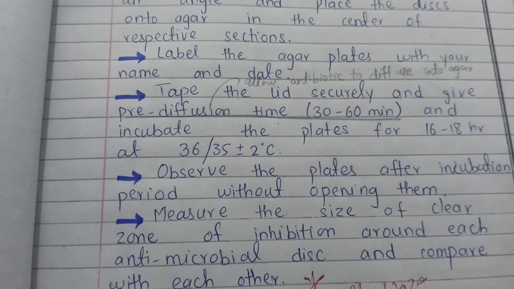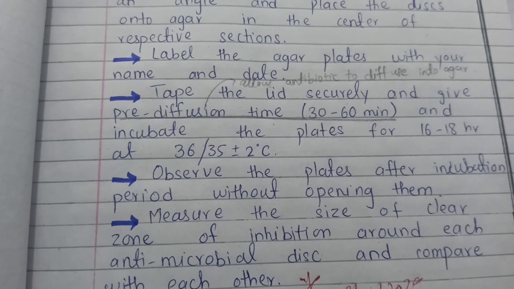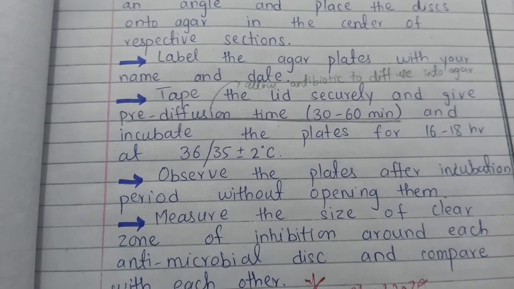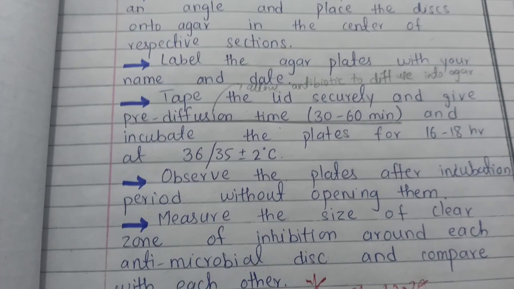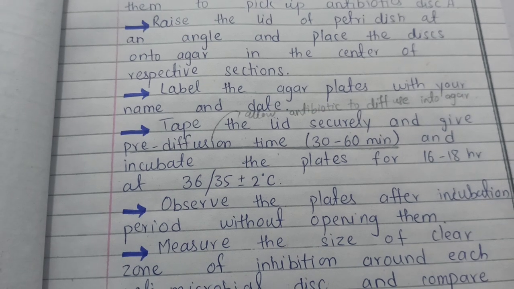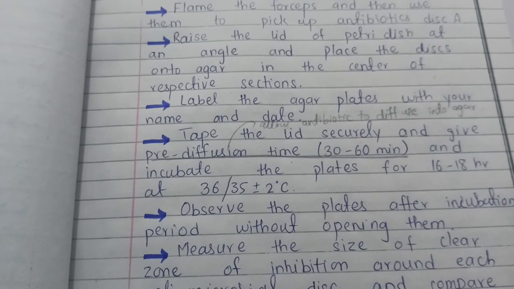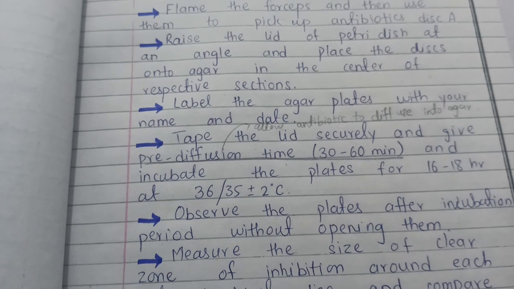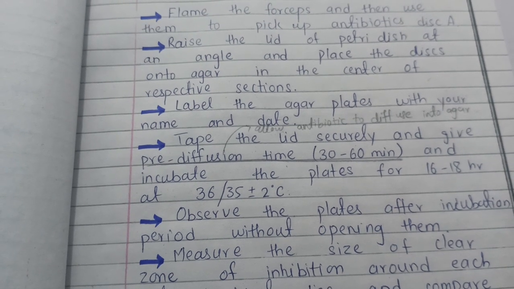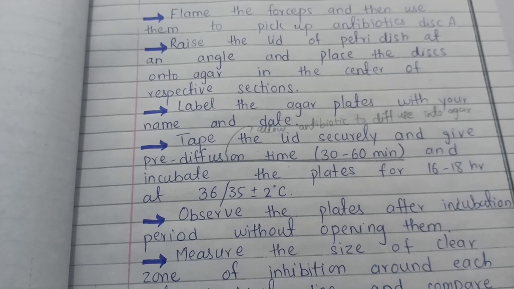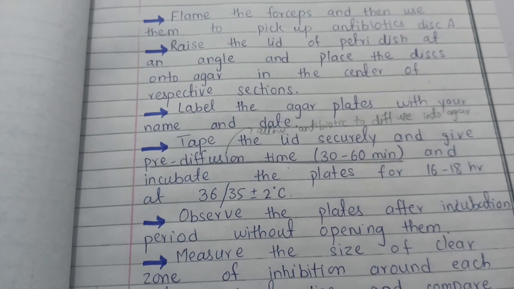Precautions for this experiment are that you have to wear a coat, work in a clean area, follow all the aseptic techniques, and handle all the chemicals very carefully. So this was the method by which we can check the susceptibility of all the antimicrobial drugs. This was our first experiment, and I think that now all the things are clear in your mind.